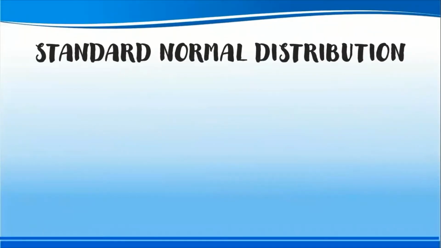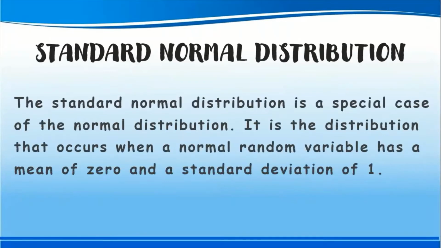Now, let's have the standard normal distribution. A standard normal distribution is a special case of the normal distribution. This distribution occurs when a normal random variable has a mean of 0 and a standard deviation of 1. So what's the difference between the two?